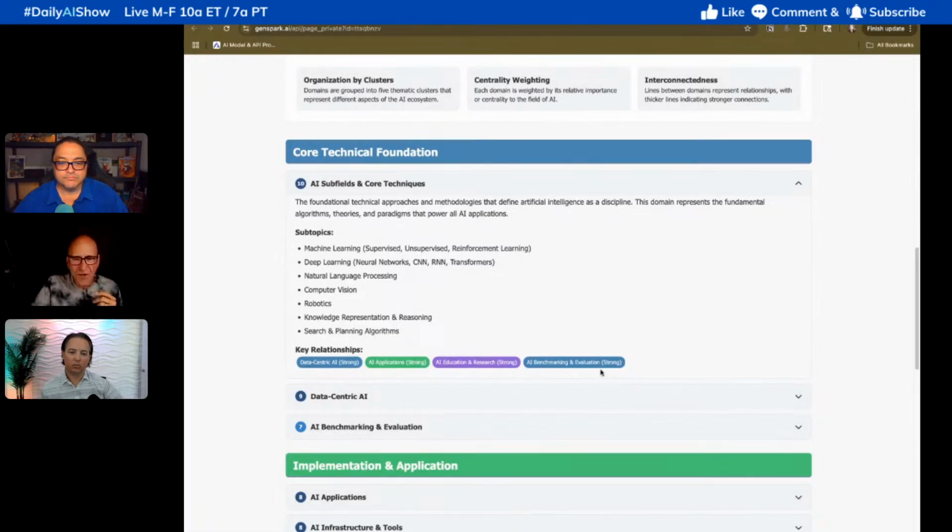Now, the other domains that have the most direct relationship with the top one, which is AI subfields and core techniques, are data-centric AI, which is right within that same core technical foundation, and then below it, AI applications, which is down here at the bottom, in the next cluster. But also AI education and research has a strong relationship to this, because the laboratories in academia inform, alongside the private equity backed companies, the cutting edge of AI development. And also there's a strong relationship with AI benchmarking and evaluation.